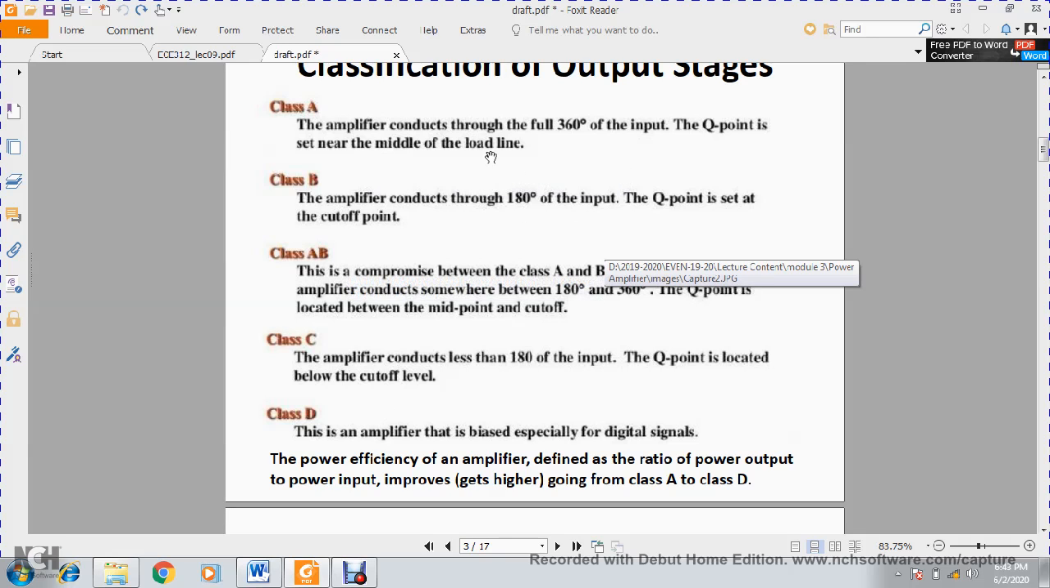The major parameter or factor we need to consider here is power efficiency, which is the ratio of output power to input power. The efficiency of these amplifiers increases as you go across the different types of amplifiers here. Class A has less efficiency, class AB is better than class A, class B is better than class AB, and class C is better than class B, and so on. So this is the order, top to bottom, in which efficiency increases.